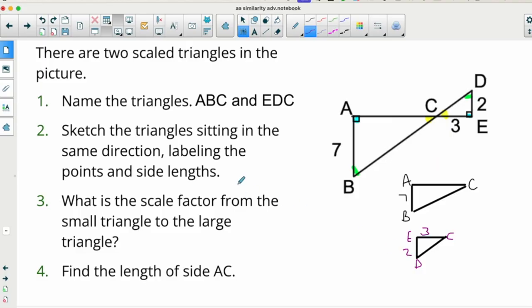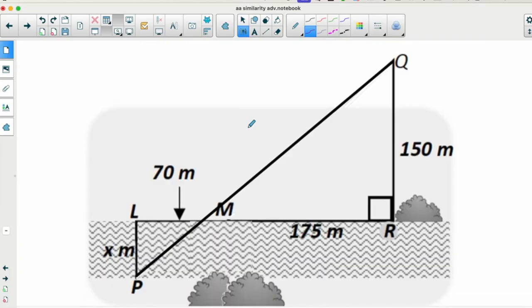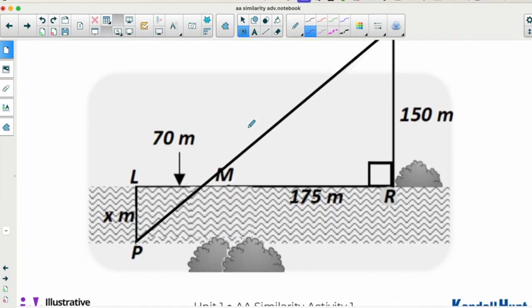So it says, what is the scale factor from the small triangle to the large triangle? Well, 7 halves, or 3.5. Find the length of side AC. So we're going to do 7 halves times 3/1, which gives us 21 halves, or 10.5.